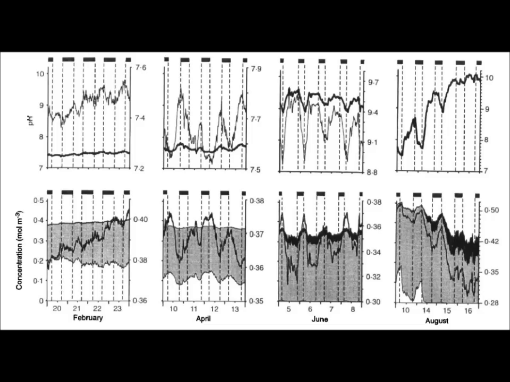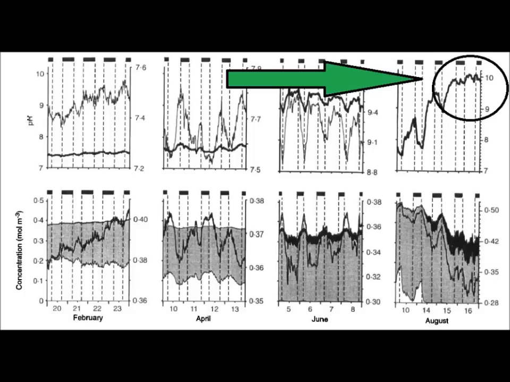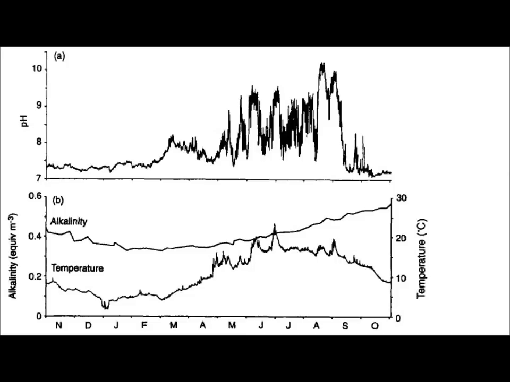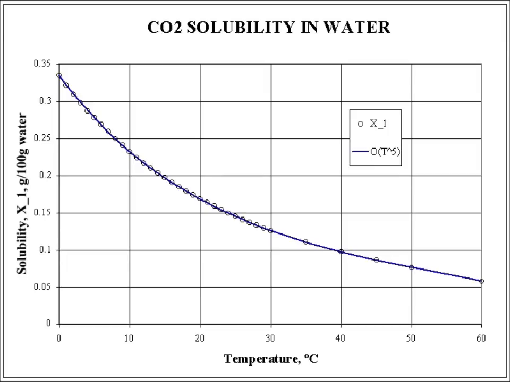Seasonal temperature and pH changes were significant. pH ranged from 7.08 in October to 10.27 in August. Temperature was found to be positively correlated with pH. This is because increased temperature and sunlight reduces the solubility of CO2 and increases the removal of CO2 via photosynthesis.